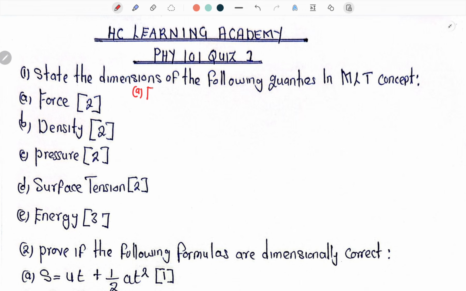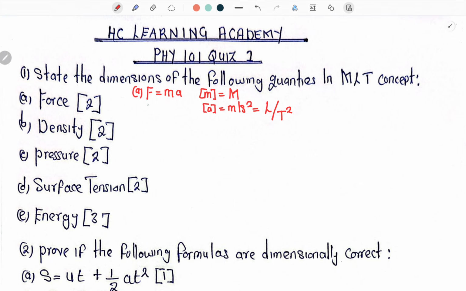Now we know that force is actually equal to ma, where m is the mass and a is simply the acceleration. The dimensions of mass is simply capital letter M, and then the dimensions of acceleration is, because acceleration is in meters per second squared, the meter is represented by L, and of course your second is simply T to the power 2.